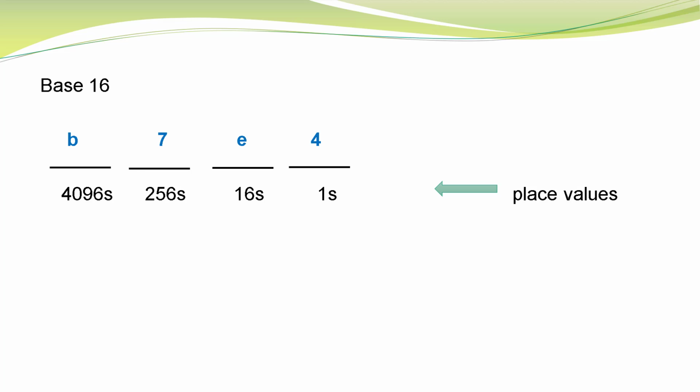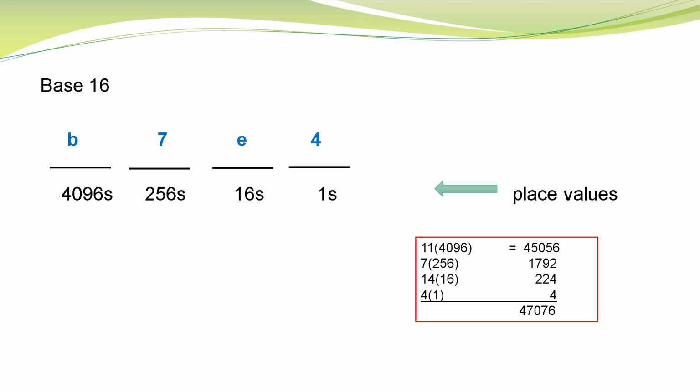So what does a number like B7E4 mean in hex? Well, it means you do just what you did in base 10. That is, you multiply each digit in the number times its place value. So we multiply B times 4,096, but you have to remember B is really 11. So it's 11 times 4,096. Then 7 times 256, then E times 16, which really means 14 times 16, and finally 4 times 1. When you add them all up, you get 47,076 in decimal.